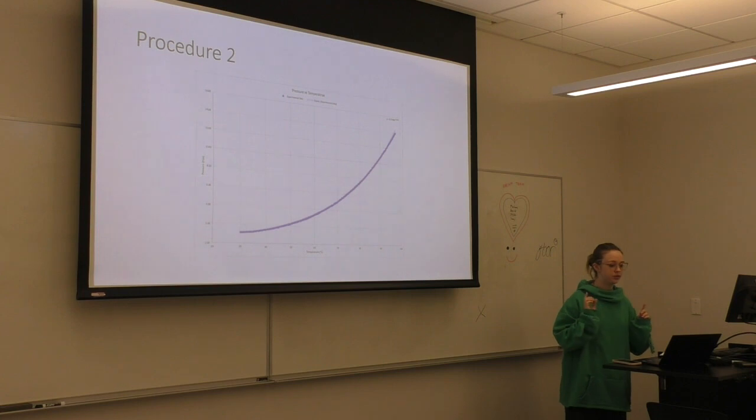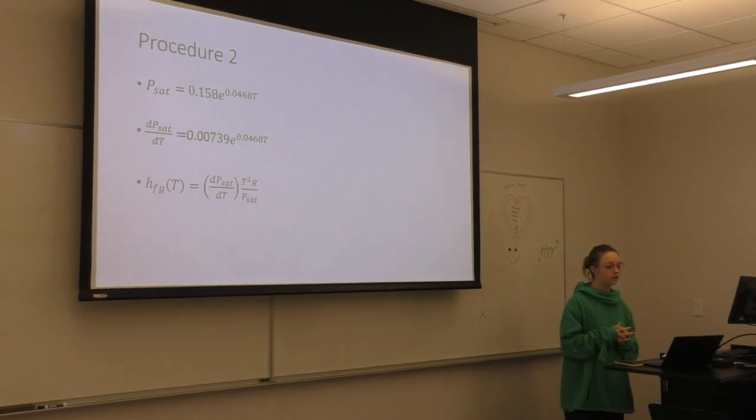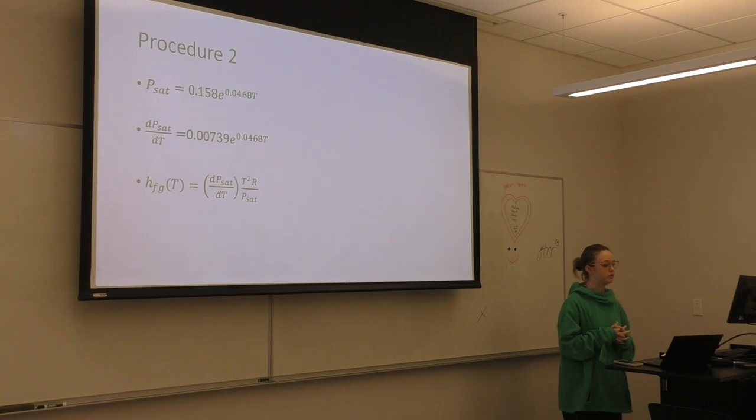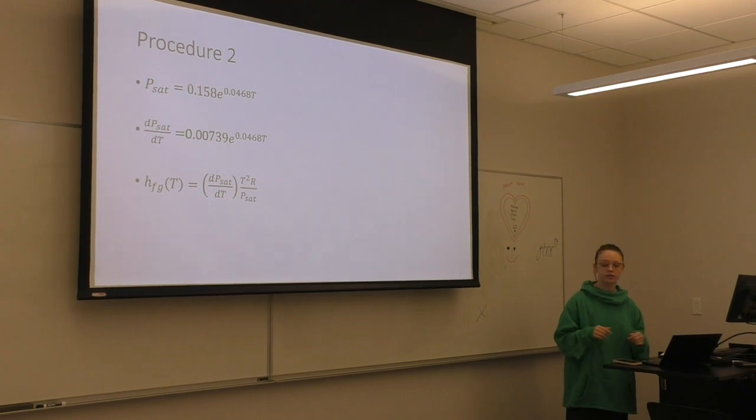And for procedure 2, we took a trend line over the pressure versus temperature, and we got a function that we use to create the saturation pressure equation, which is equal to 0.158 times the exponential of 0.0468 T, and then also define the derivative, which is equal to 0.00739 exponential 0.0468 T.